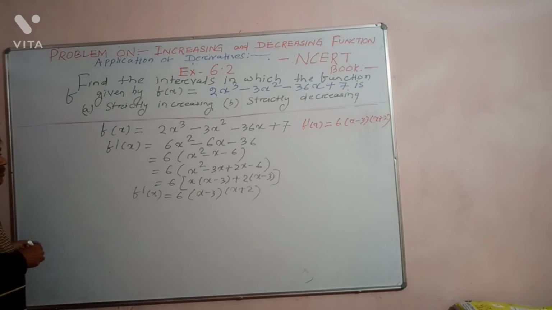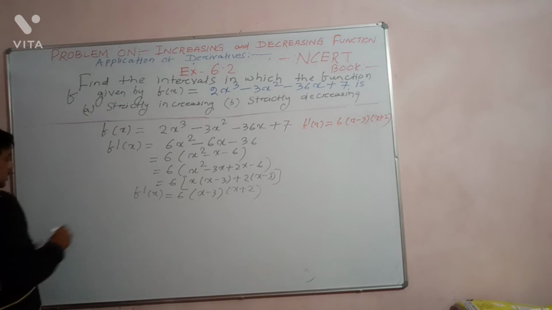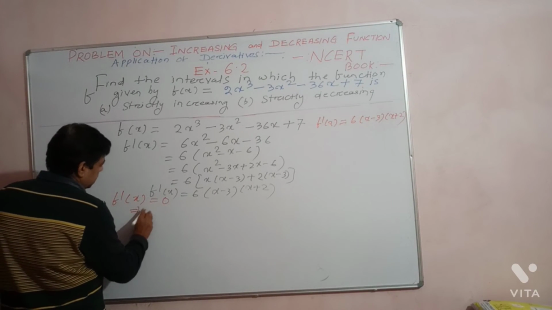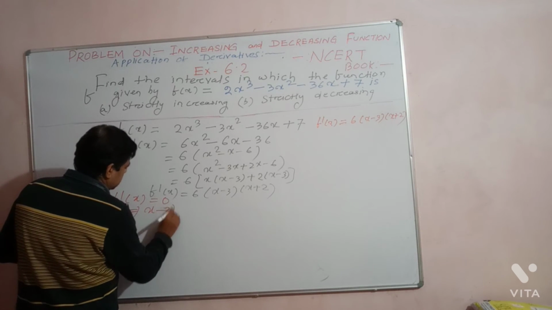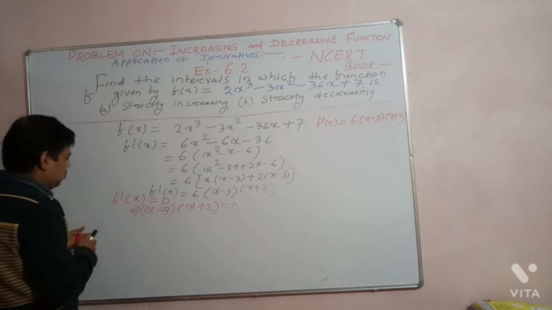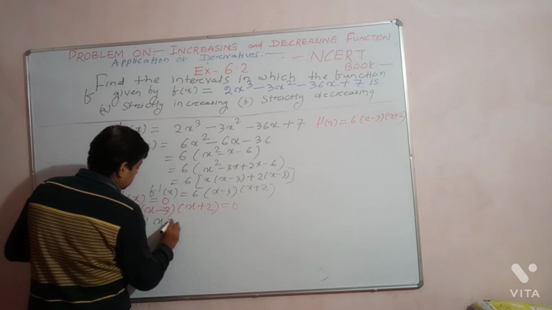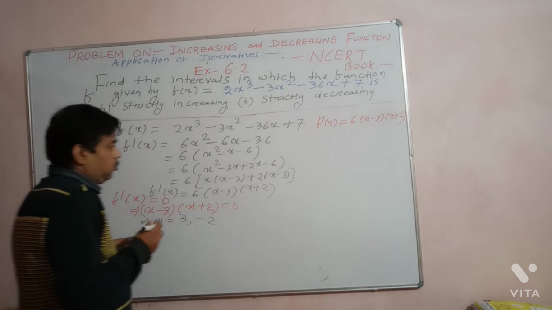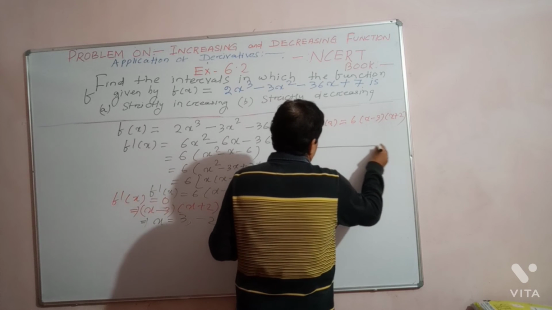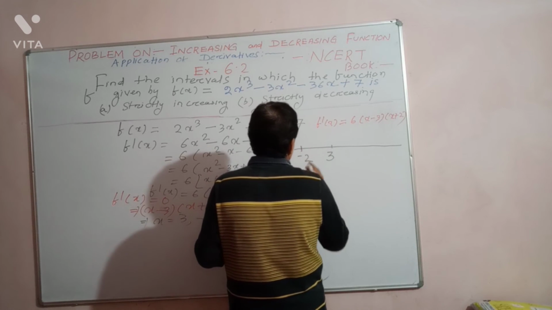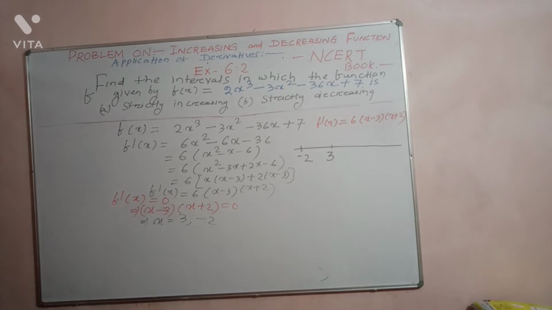Now, to find the increasing decreasing intervals, let us equate the derivative f dash x to 0. Then x minus 3 times x plus 2 is equal to 0, so the values of x will be 3 and minus 2. Let us draw a real number line. Here x is equal to 3 and x is equal to minus 2.